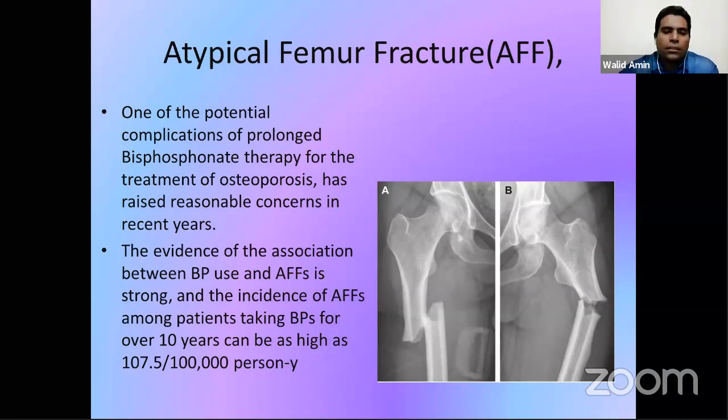The criteria for this atypical femur fracture: it happens lower than the lesser trochanter or above the supracondylar flare. There is minimal or no trauma. This fracture is mostly of transverse or short oblique configuration. It is not comminuted and involves both cortices.